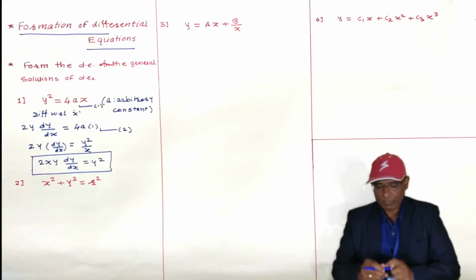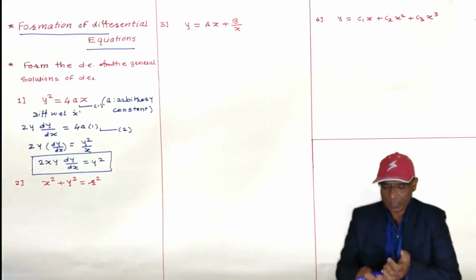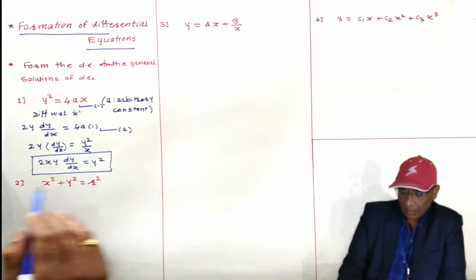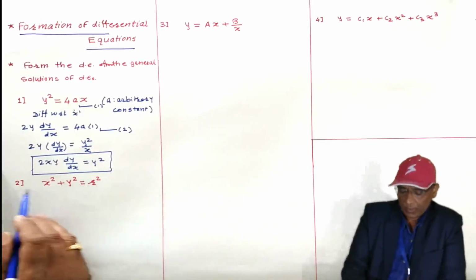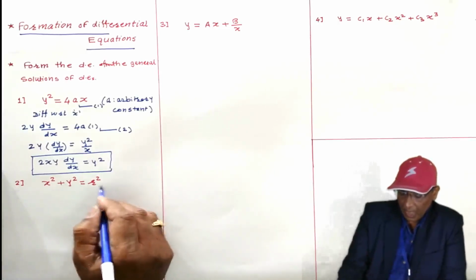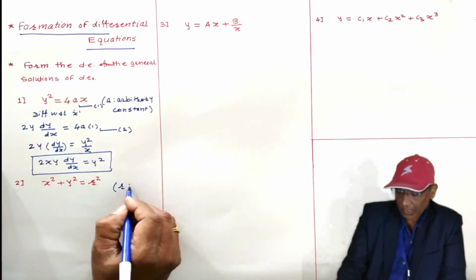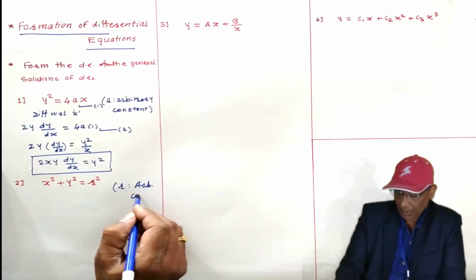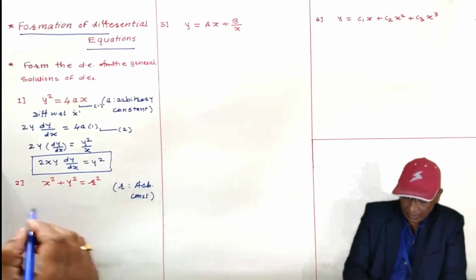Here this is the equation of a family of circles, center is 0, 0 and radius is r. I have to form the differential equation. So only a single arbitrary constant is present. r is an arbitrary constant. So only a single derivative we have to take.